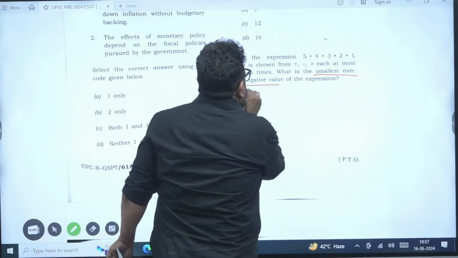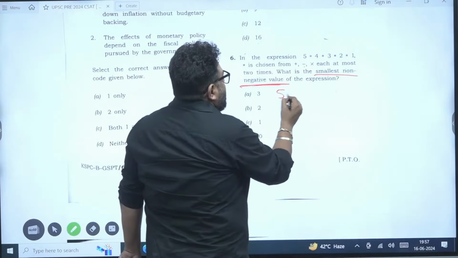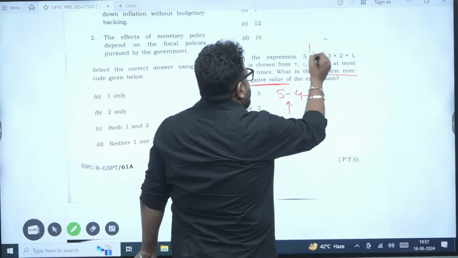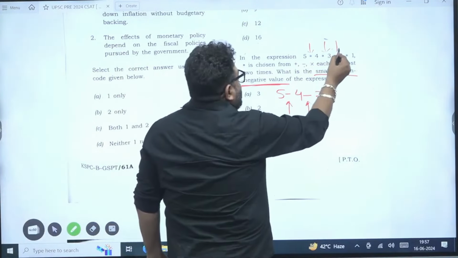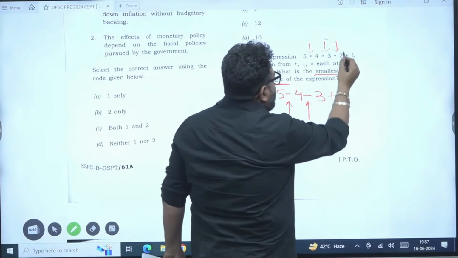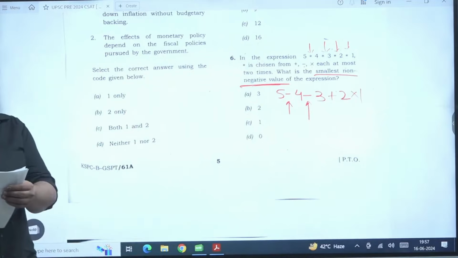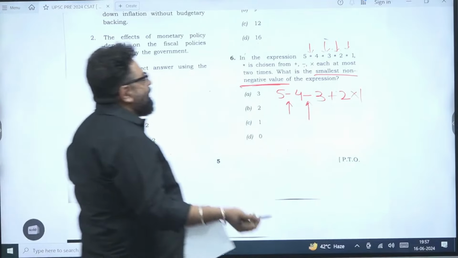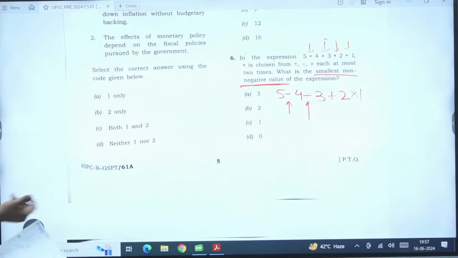Smallest non-negative value. Agreed. So I think I would use 5 minus 4, one negative sign, and again one more negative sign instead of star and star. Why? Because I have to make it least, isn't it? And then I would replace this by positive. Why? Because multiplication is definitely going to give you the higher result, and this by multiplication. So if you check what would be your answer, you would see that this is the easiest question that you would get. What is the smallest non-negative value over here, guys?